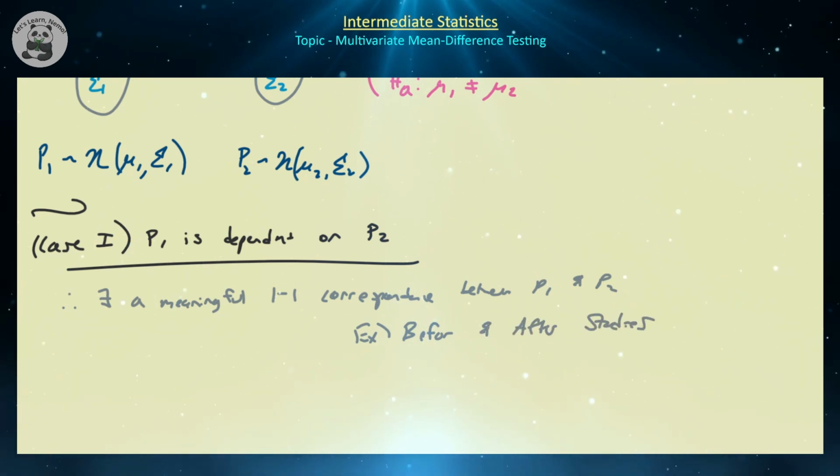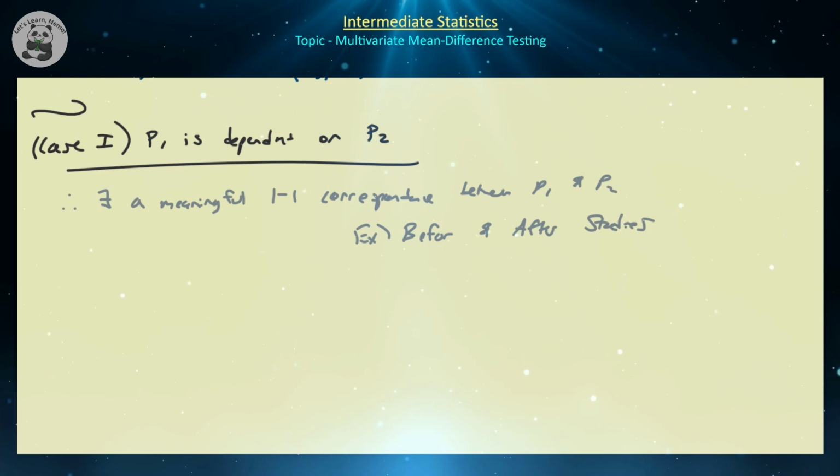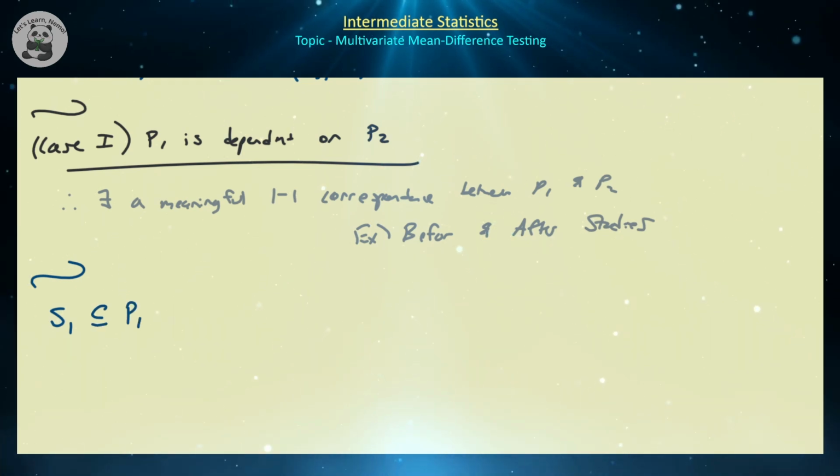So if you have a before and after study that you're interested in testing, then this case 1 test for multivariate vectors is probably going to be the thing for you. So what are we going to do? We're going to gather a multivariate sample from population 1, let's call that sample S1, and we're going to be collecting a multivariate sample S2 from P2.